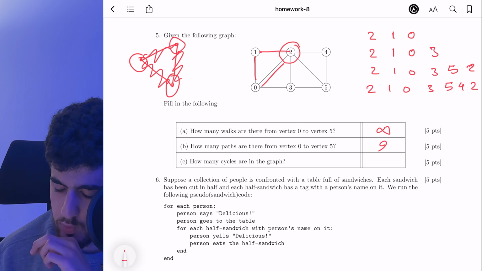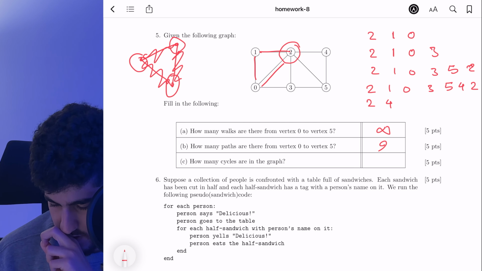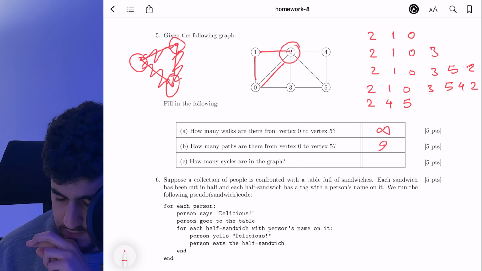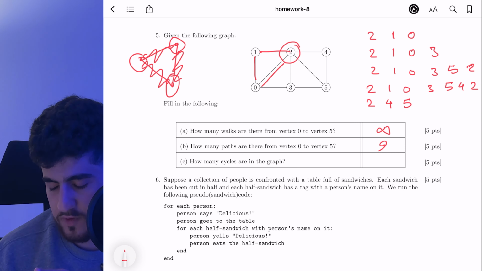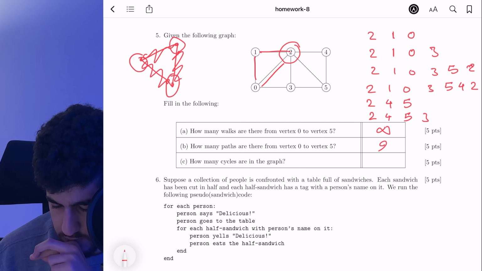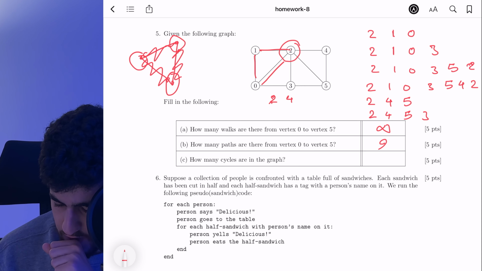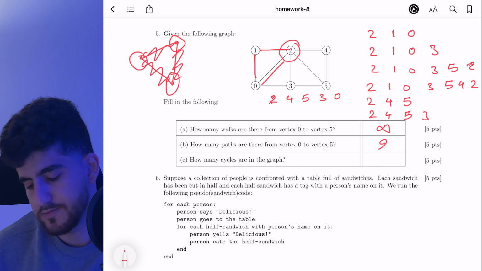Now we have to see what are the walks with 2, 4. With 2, 4, either we go to 5 and we're done. From 5 we will go back to 2. Or we have 2, 4, 5, 3, and then we will go to 2. I write the rest here. We have 2, 4, 5, 3, 0, and then we will go to 2.